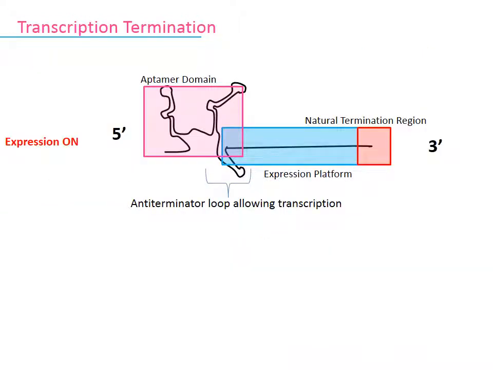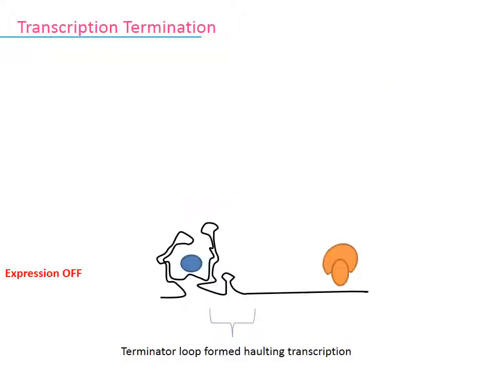Here's an animation to better describe transcription termination. Initially, the RNA is in a stable anti-terminator loop, and the expression of the gene is on, so RNA polymerase can transcribe the entire strand. When a ligand is bound, the expression platform forms a terminator loop and prevents RNA polymerase from completing its job.